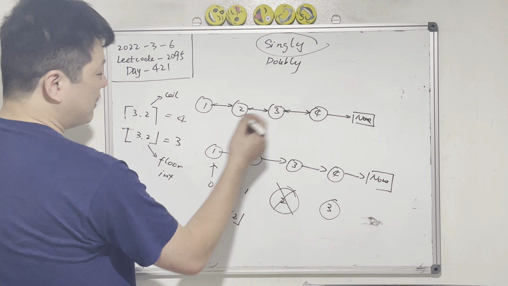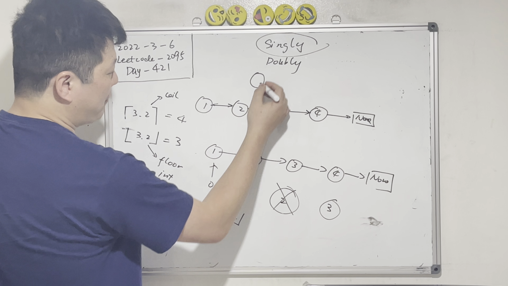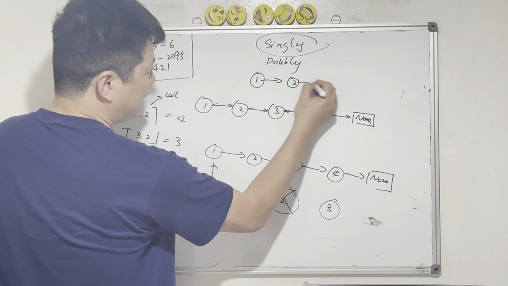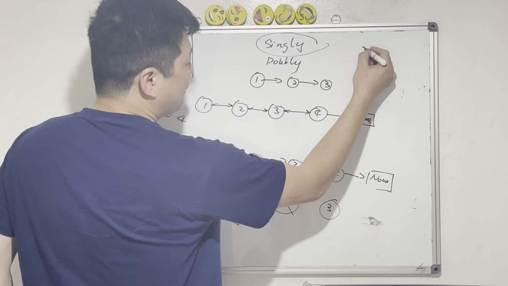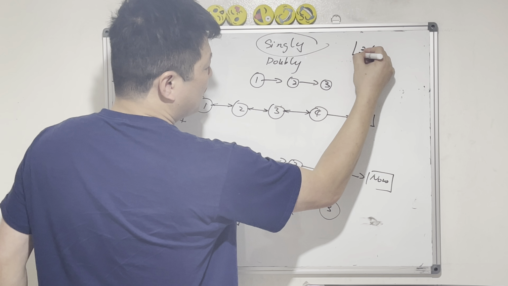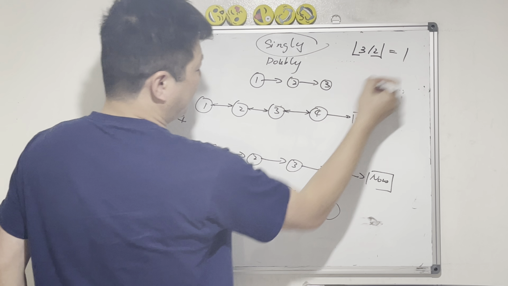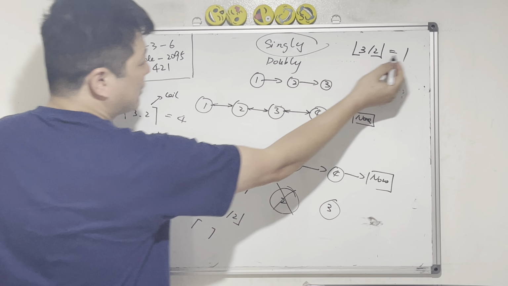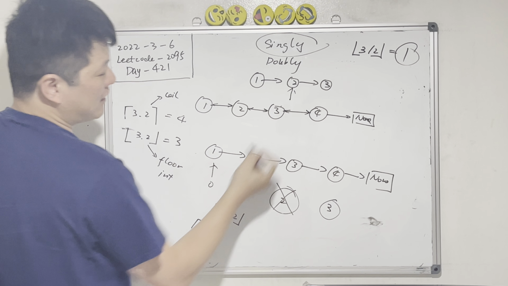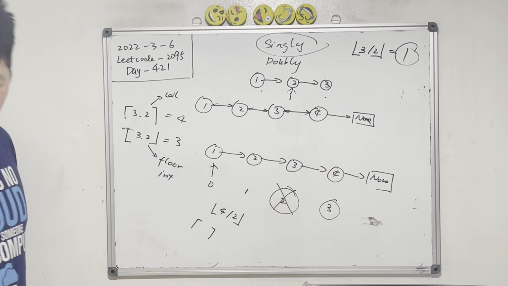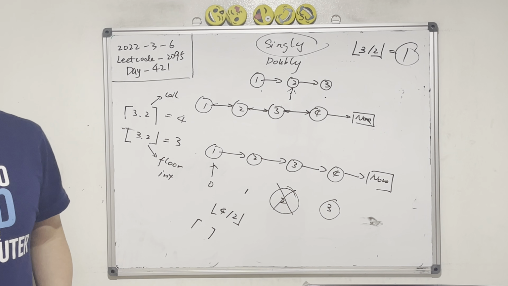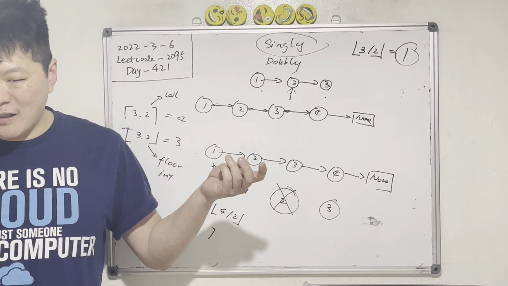How about the odd number of nodes? 1, 2, 3. There are 3 nodes. 3 divided by 2, floor equals 1, right? So 1 is the middle, 0, 1, 2. Make sense?